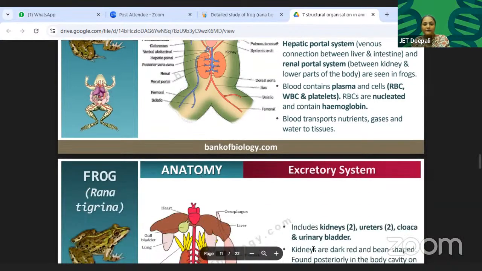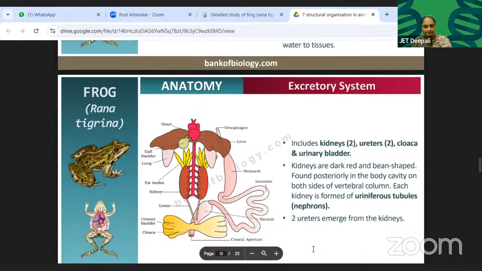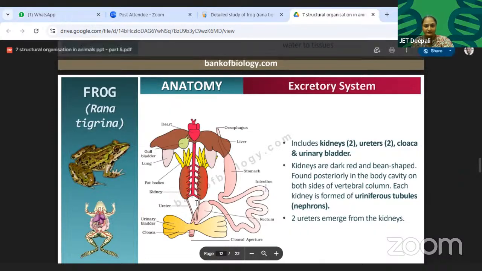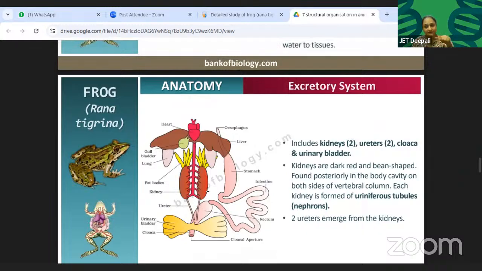Now coming to the excretory system. It includes kidneys, ureters, cloaca, and urinary bladder. Kidneys are dark red. You can see these are dark red and bean shaped, found posteriorly in the body cavity on both sides of the vertebral column. Each kidney is formed of uriniferous tubules, meaning they are also having nephrons.